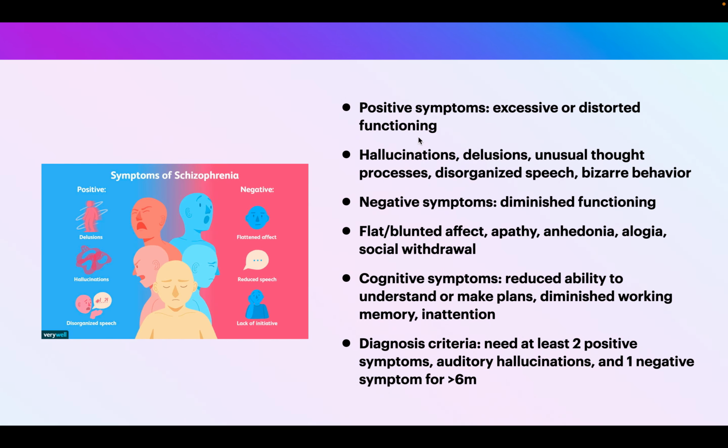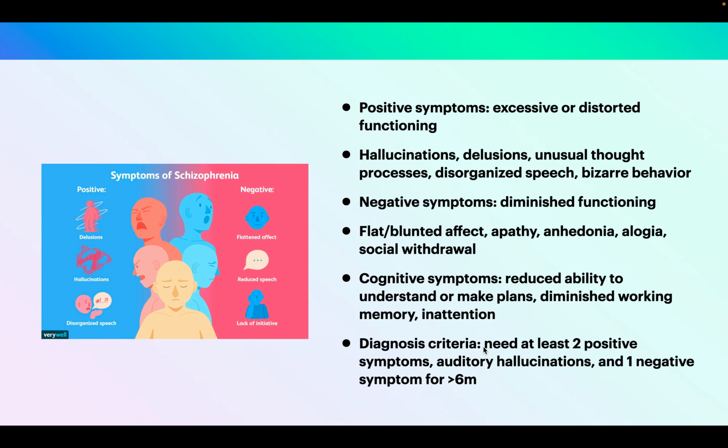So to go over the positive symptoms, this is always the highs, the excessive or distorted functioning. These will include hallucinations, delusions, disorganized speech, bizarre behavior. The negative symptoms will be flat and blunted affect. That's a big trigger word. Apathy, anhedonia, which means loss of pleasure. Alogia, which would be like loss of logic, of course. And social withdrawal. Cognitive symptoms, they're not going to be able to function regularly. They can't even go out to get groceries because of all of these symptoms getting in the way.